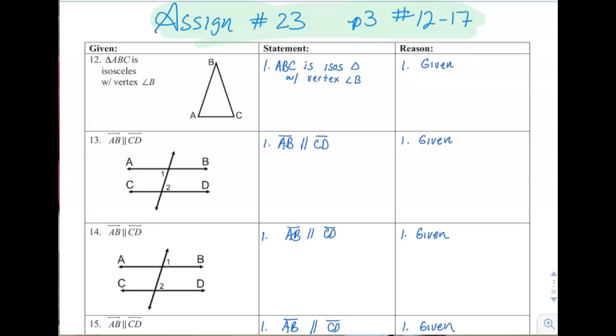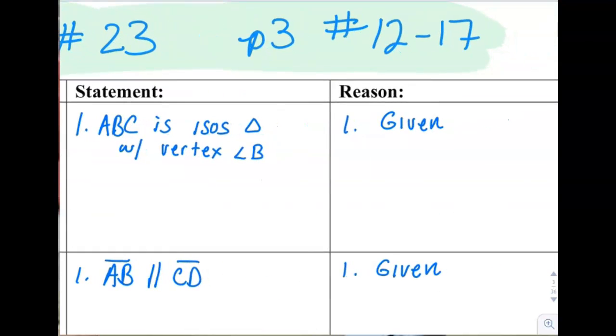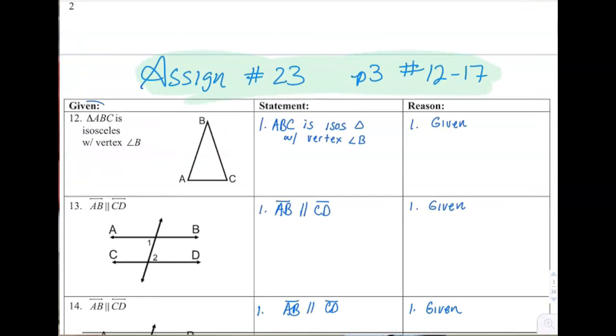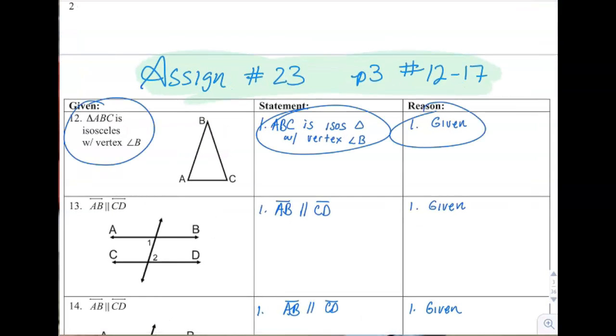So notice in the first question I already have the given written down. Whatever they wrote to me here, I've already written here and labeled "given." I started each one off like that.